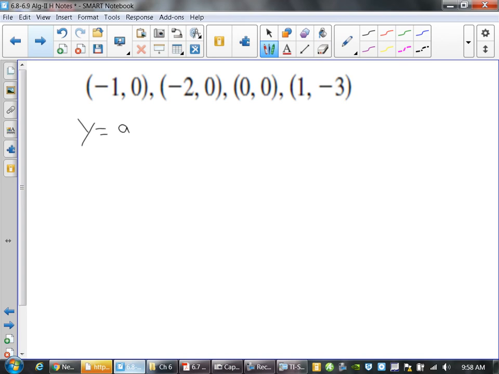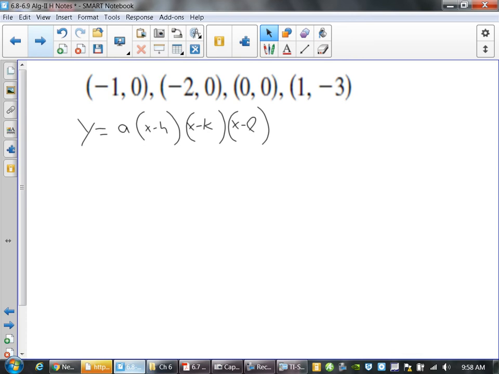Y equals a. So which one of those are my zeros and which one of those is my ordered pair? Zeros in the first one. Be careful. Which one has to be the 0, the x or the y, for the 0 of the function? Y has to be the 0. Very good. 1, 2.